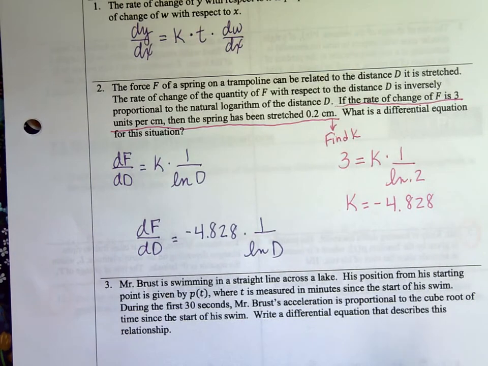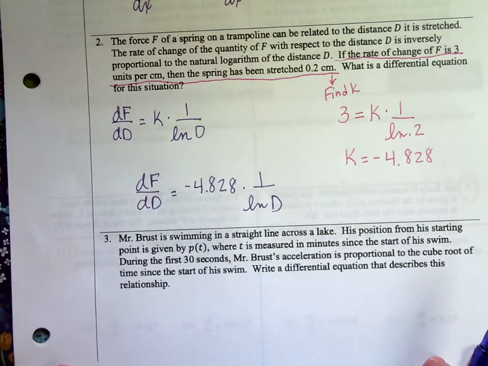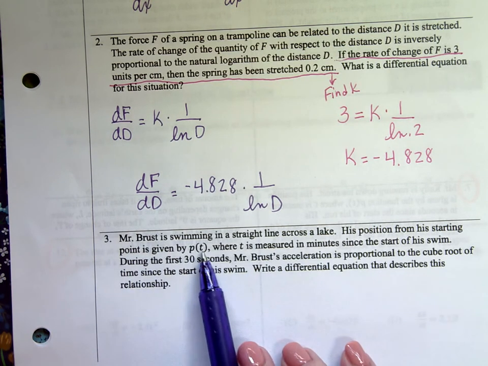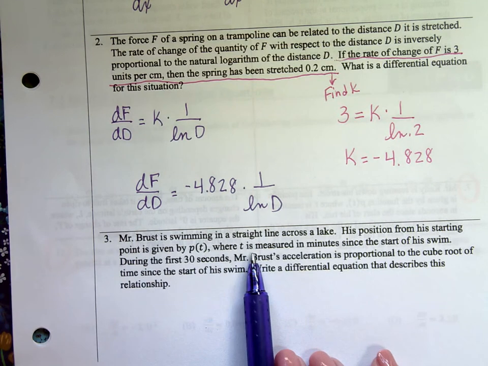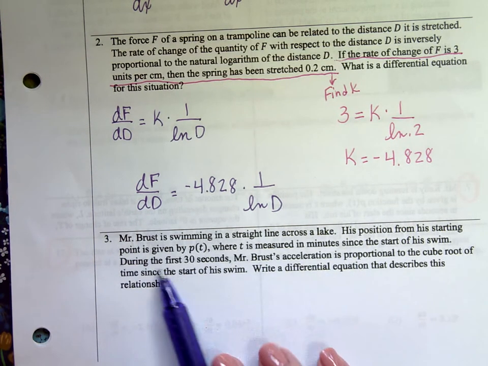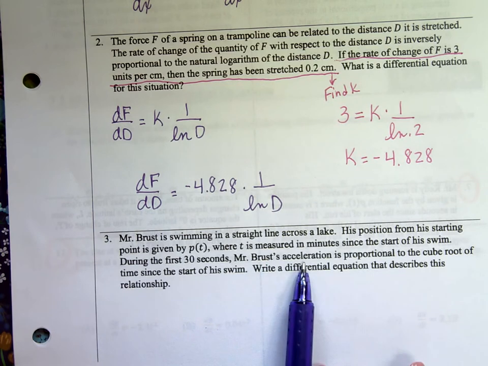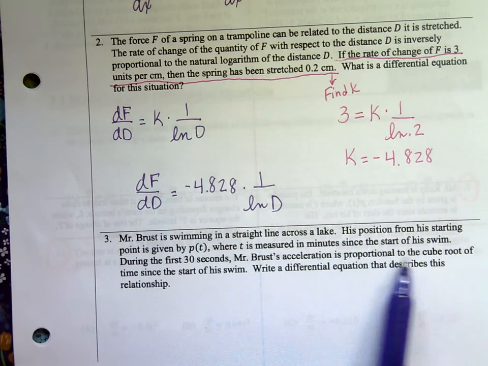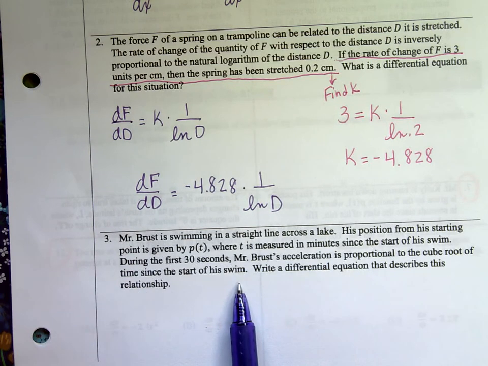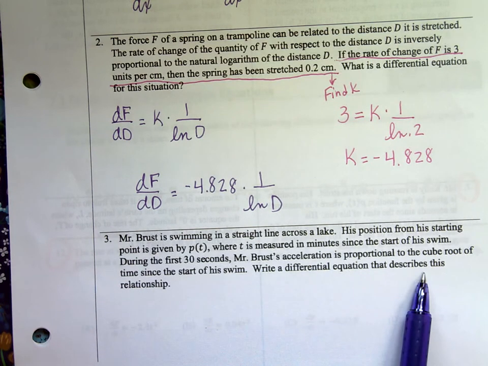All right, last example. Let's see if we can figure this one out. Mr. Bruce is swimming in a straight line across a lake. His position from starting point is given by the position formula, P of t, where t is measured in minutes since the start of the swim. During the first 30 minutes, Mr. Bruce's acceleration is proportional to the cube root of the time since he started to swim. Write a differential equation that describes this relationship.